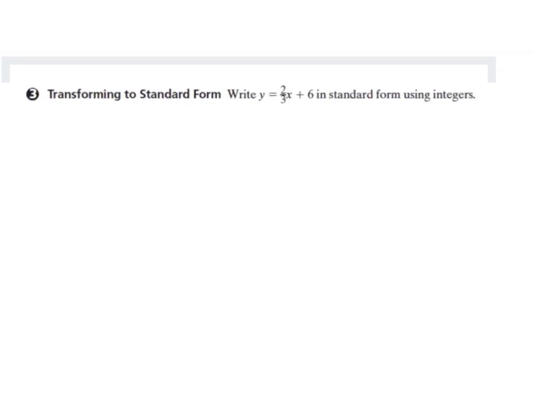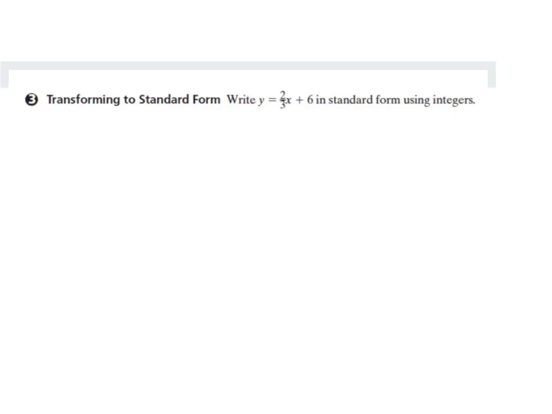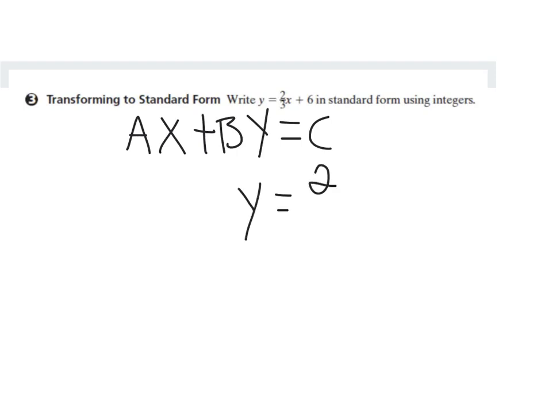So now here comes the hard part. Here is an equation in slope-intercept form, and we want to convert it to standard form. Okay, so remember, ax plus by equals c. Here's our equation right now, y equals 2/3 x plus 6. Notice how in standard form, our x and our y are on the same side. In slope-intercept form, our x and our y are on opposite sides.